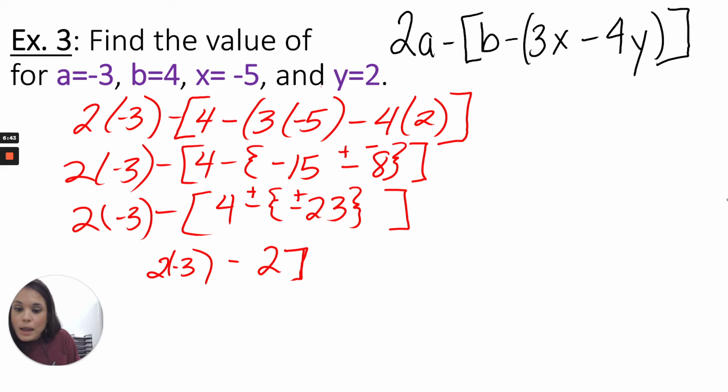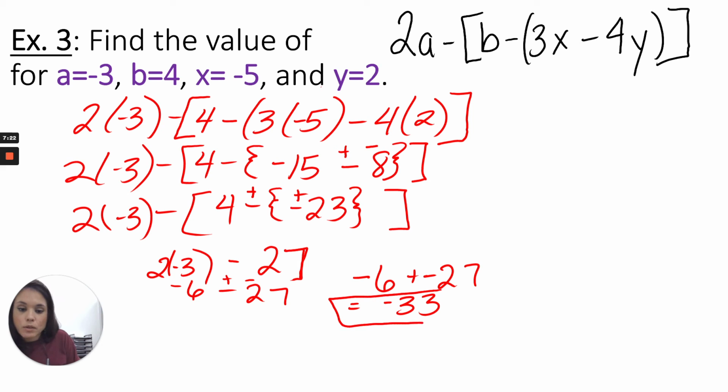Okay, so I have 2 times negative 3 minus 27. And because of order of operations, I'm going to multiply first. So 2 times negative 3 is negative 6 minus 27. A negative 6 minus a 27, this is subtraction of different sign numbers. So this subtraction becomes a positive, and the sign of my positive 27 will become negative. So negative 6 plus negative 27 equals negative 33, and this is my answer.